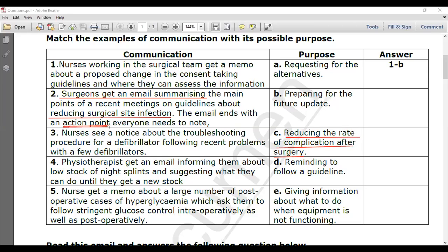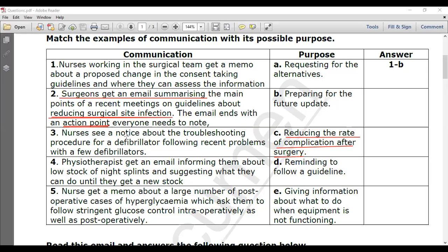It tells them what to do. And what is the context here? It is in relation to the guidelines related to reducing surgical site infection. So 2 is C, not D.